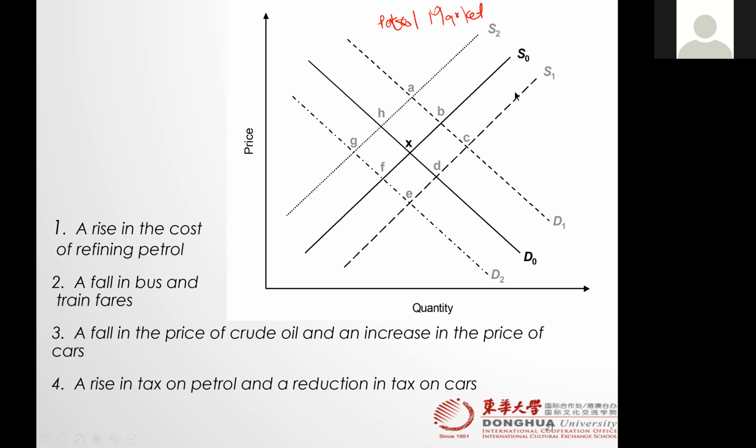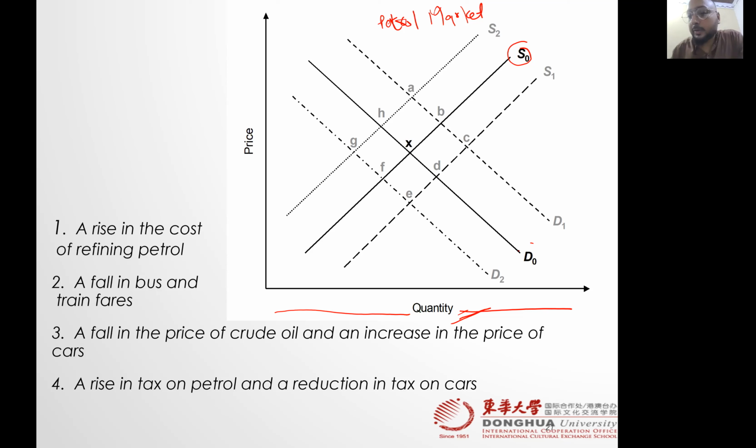Sir, by quantity, did you mean quantity supplied or quantity demanded? Which quantity? This quantity? It means the quantity of petrol. Supply means on the supply side, demand means on the demand side. You need to find out where. This is the total quantity here, and this is the total price on the graph.